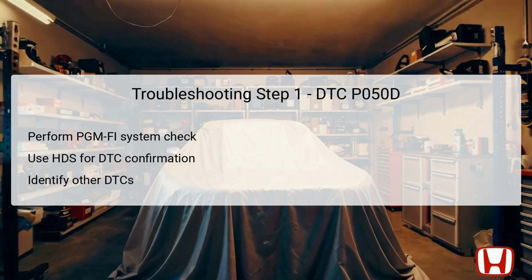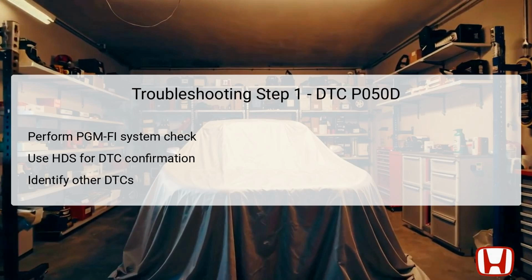The first troubleshooting step for DTC P050D involves performing a powertrain generation management fuel injection (PGM-FI) system check. Begin by turning the vehicle to the on mode, ensuring all electrical systems are powered without starting the engine. Utilize the HDS Honda Diagnostic System to check for any pending or confirmed DTCs apart from P050D.